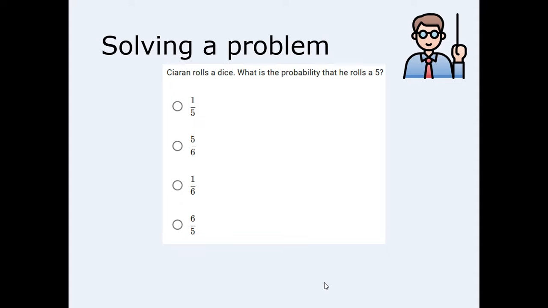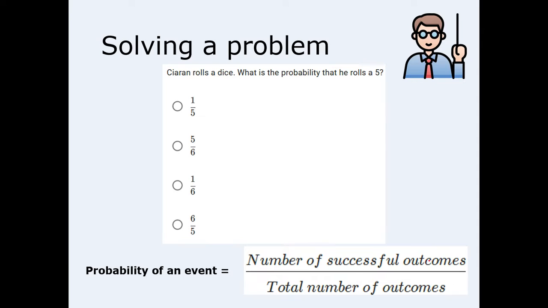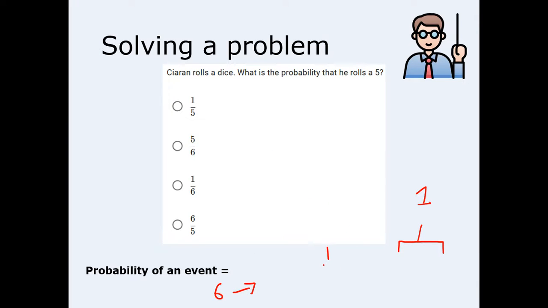Okay, here's a different problem. Kieran rolls a dice. What is the probability that he rolls a 5? Okay, so the successful outcomes would be how many 5s are there on a dice? Well, there is just the one. And the total number of outcomes would be how many numbers are there on a dice? There are 6. So our answer is going to be 1 over 6, one option out of 6 possible outcomes. So again, this answer would be 1/6.